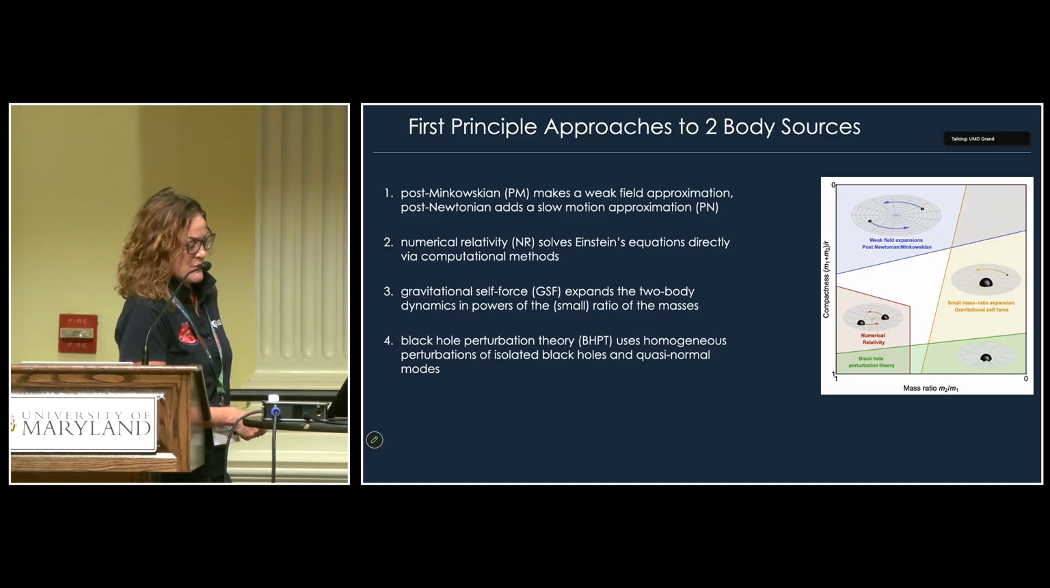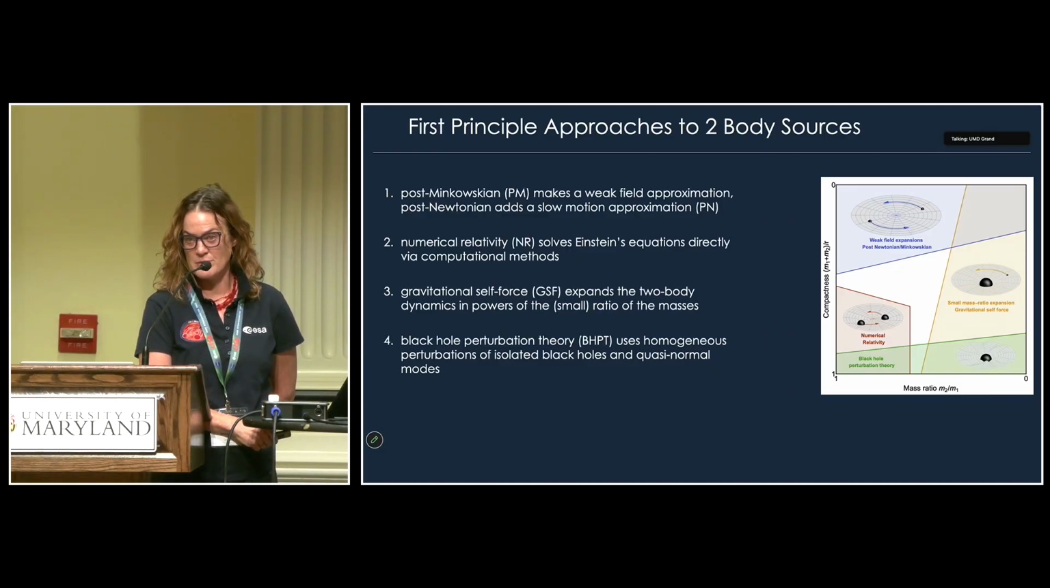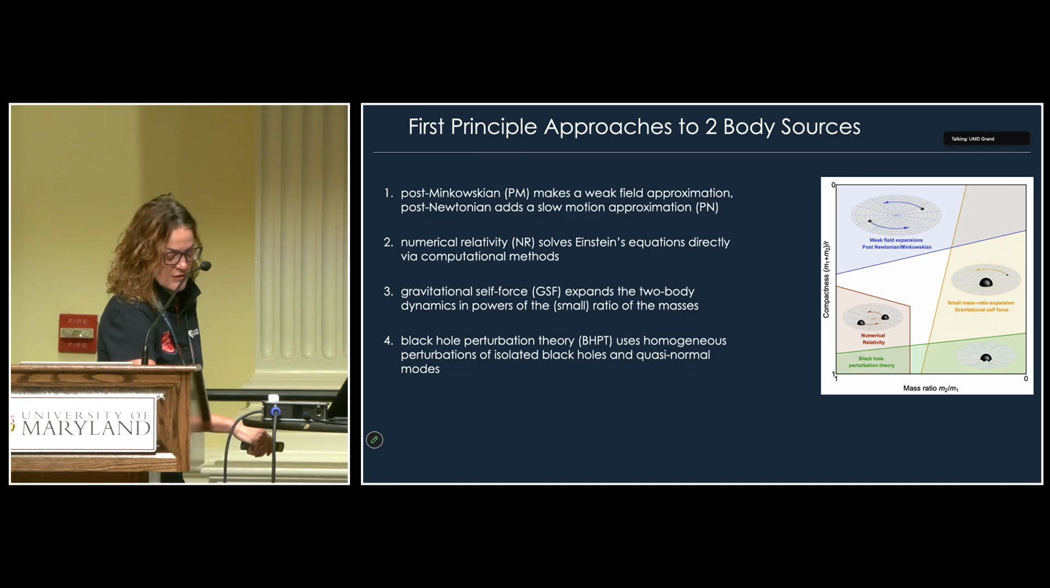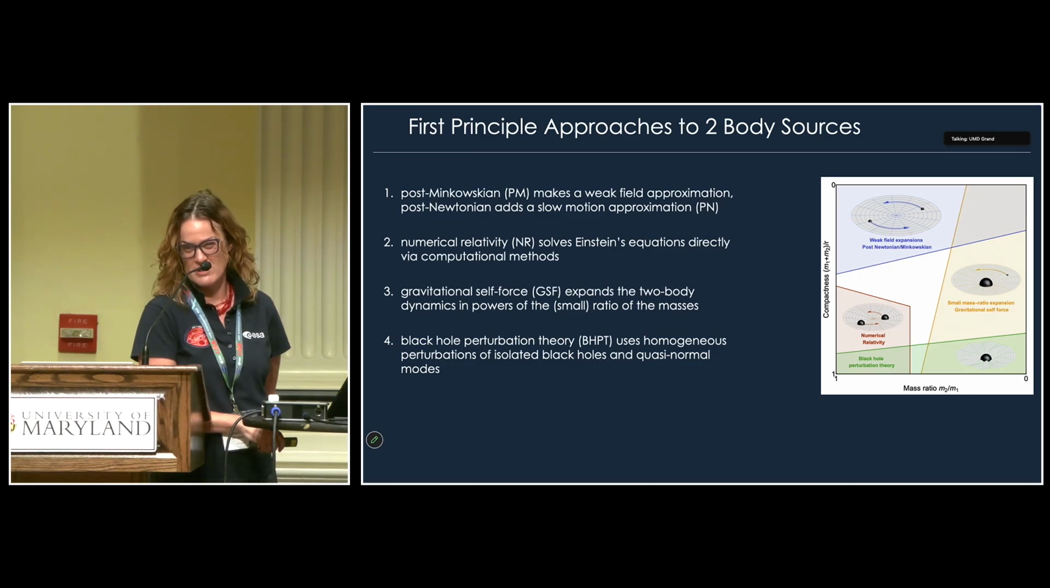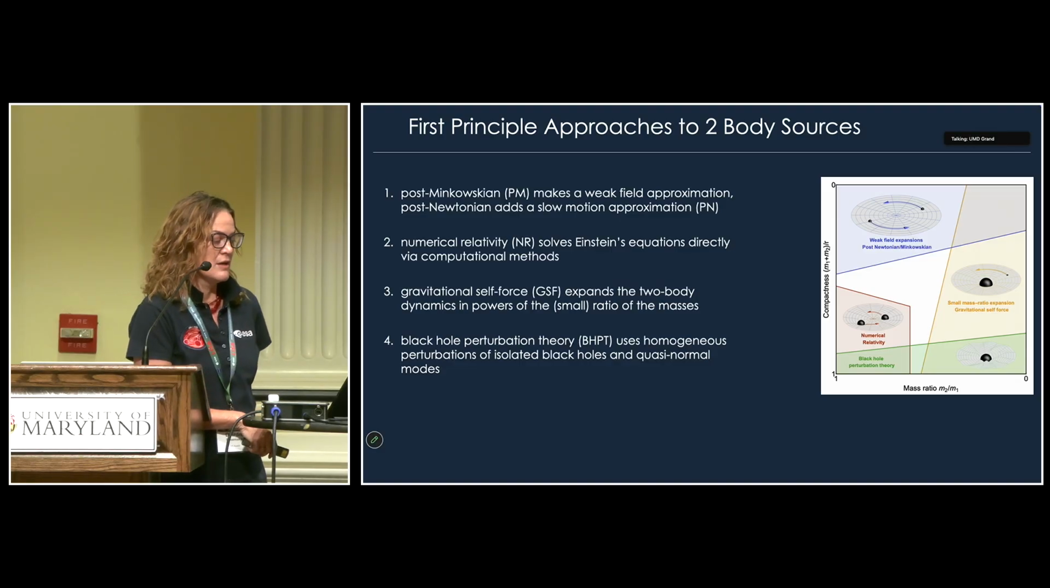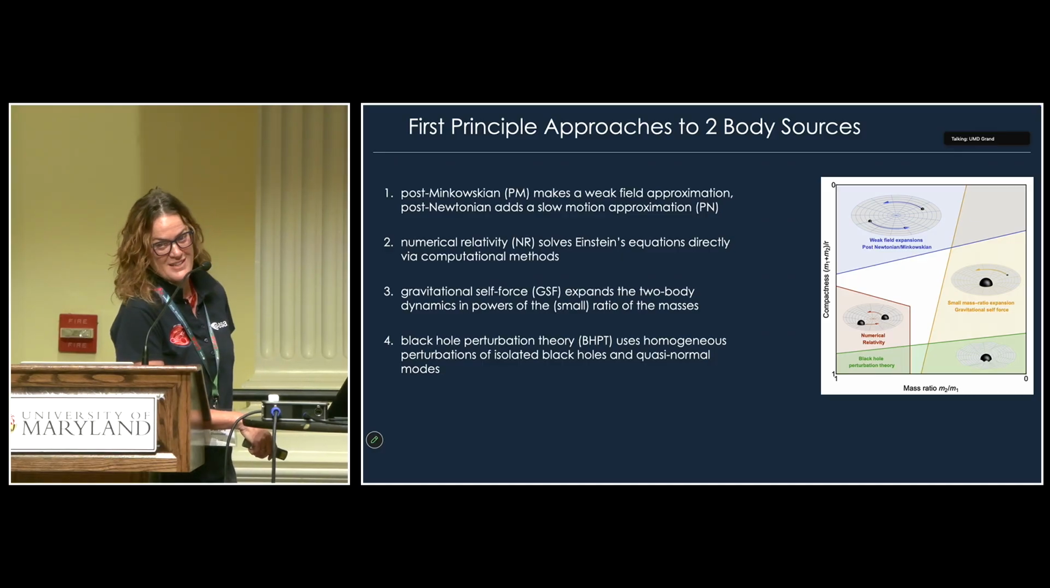So another famous image. Here is what I'm going to call first principle approaches to the two-body problem. So two black holes or neutron stars. Let's talk about black holes. There are a lot of fundamental physics approaches to how we make the predictions that turn into waveforms at the end of the day. When the black holes are farther apart, we have a post-Minkowskian or a post-Newtonian approximation in which you make weak field and slow motion approximations to Einstein's equations to solve them and produce that information.